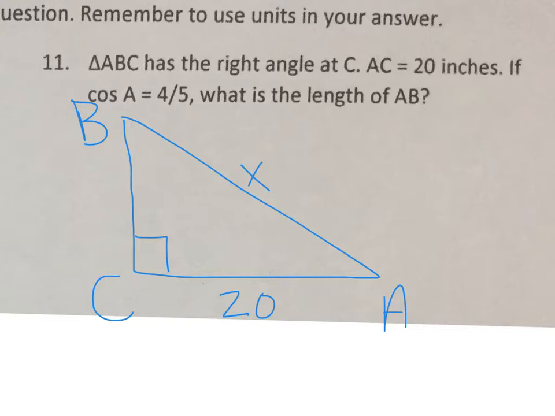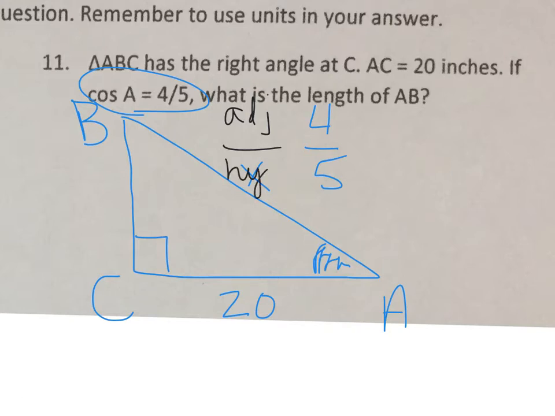We could calculate this angle right here. We know that the cosine is 4/5. So we could calculate that angle measure if that's what you want to do, which is a perfectly fine way to do it. Or we could use the ratio. So 4/5 is the ratio comparing which two sides of our triangle? Comparing the adjacent side to the hypotenuse. So when I compare the adjacent side to the hypotenuse, I get 4/5 as my reduced ratio.